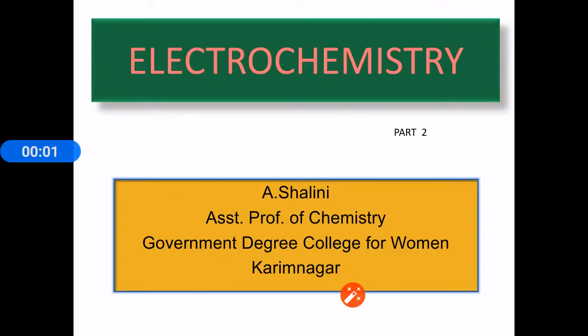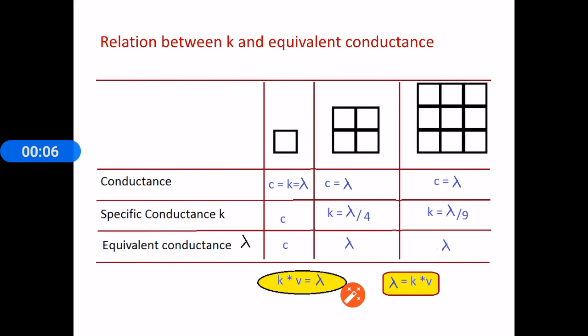Hello students, we are discussing electrochemistry now, part 2. In the previous video we discussed the relationship between K and lambda. For this we have considered 1 gram equivalent weight of substance taken in 1 cc solution, and then it is diluted 4 times, that is 4 cc, and then diluted 9 times, 9 cc.